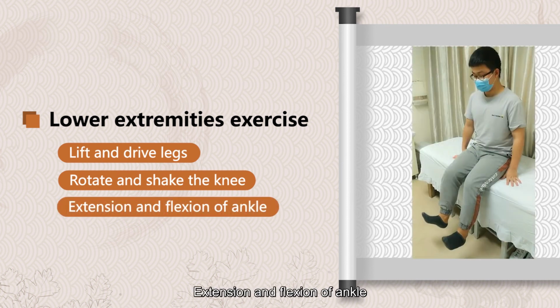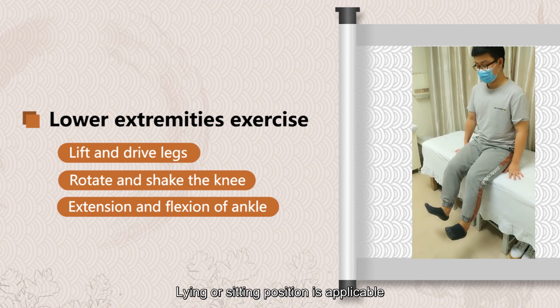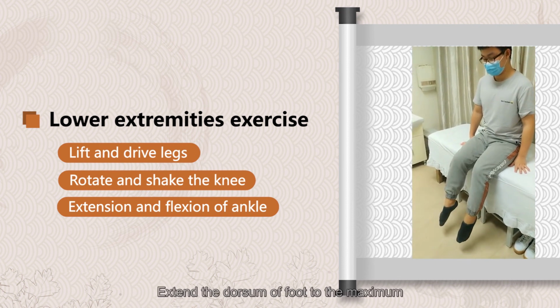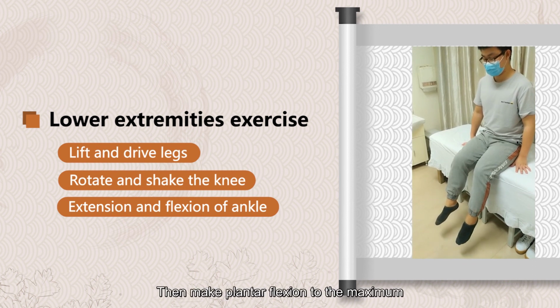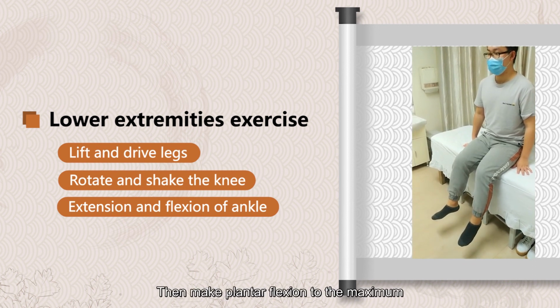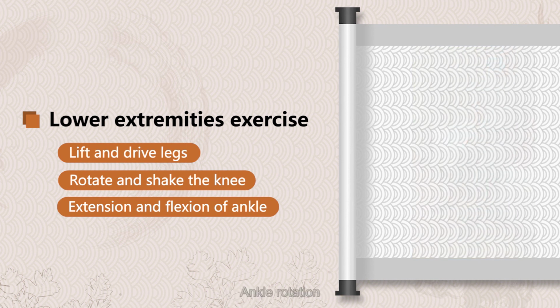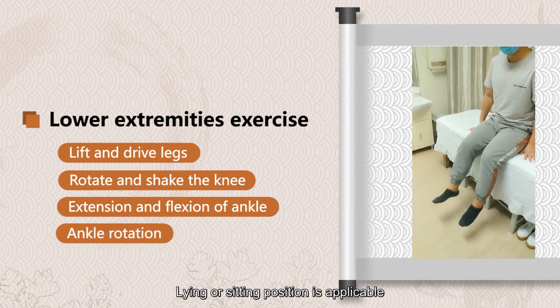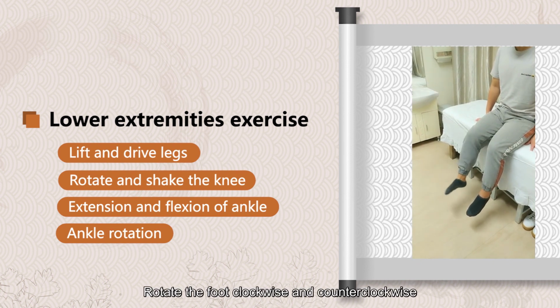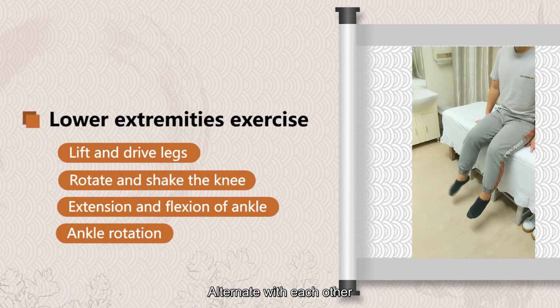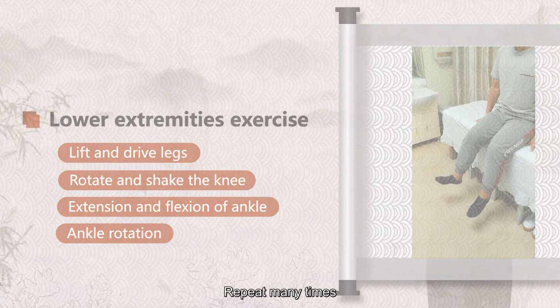Extension and flexion of the ankle. Lying or sitting position is applicable. Extend the dorsum of the foot to the maximum. Then make plantar flexion to the maximum. Repeat many times. Ankle rotation. Lying or sitting position is applicable. Rotate the foot clockwise and counterclockwise. Alternate with each other. Repeat many times.